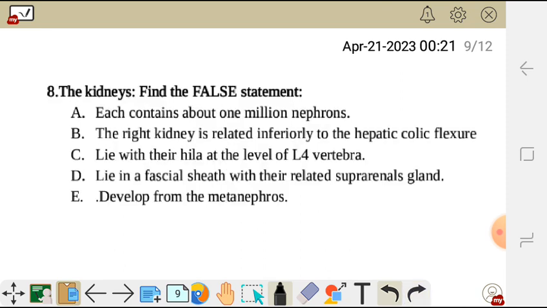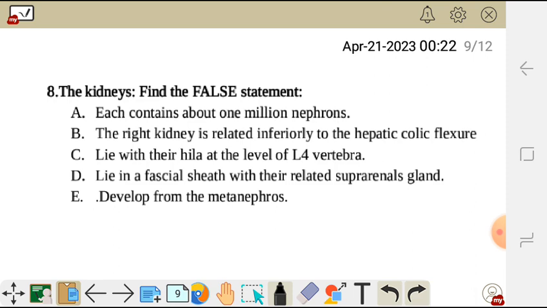Question 8, the kidneys, find the false statement. A, each contains about 1 million nephrons. B, the right kidney is related inferiorly to the hepatic colic flexure. C, lie with their hila at the level of L4 vertebra. D, lie in a fascial sheath with their related suprarenal gland. E, develop from the metanephrons. So the false statement here is E, develop from the metanephrons.